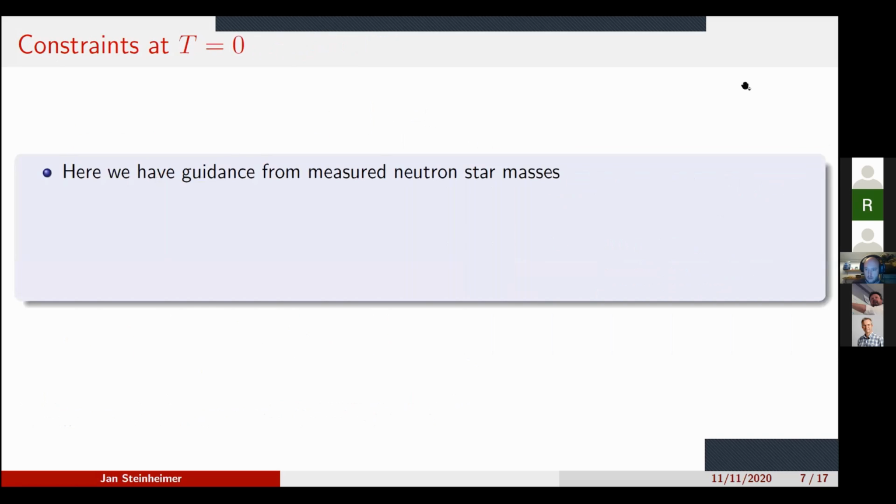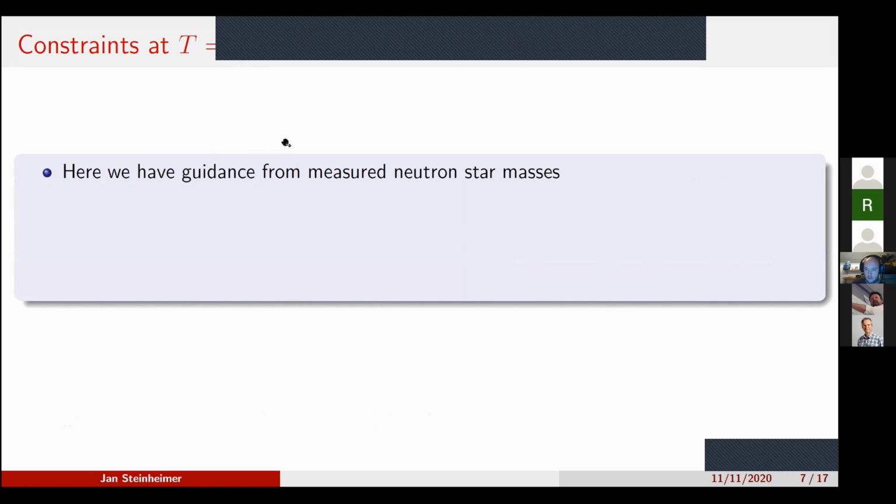So we heard before there are some other approaches, and of course let me talk a little bit also now on constraints we have at T equals 0. And here we have actually guidance from neutron star mass measurements.